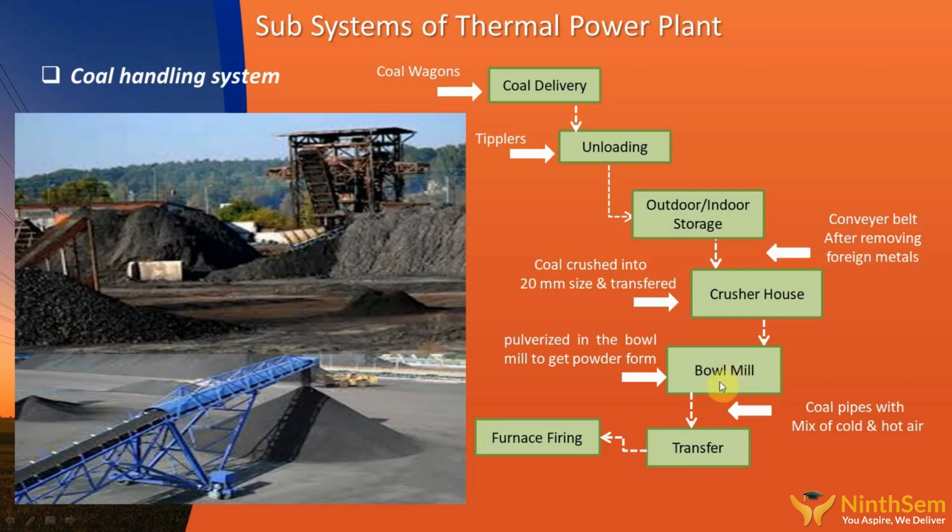After the coal is pulverized into powder form, it is transported through coal pipes, mixed with cold and hot air, and fed to the furnace for firing. So this is the sequence of events taking place while handling the coal from delivery, unloading, and storage through the crusher house and pulverizing mill, and transmitting to the furnace for final firing. So this is the coal handling system.